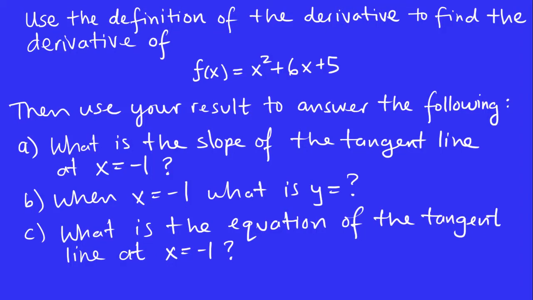Let's take a look at this question here. We have a function f of x equal to x squared plus 6x plus 5. And the first thing we need to do is to use the definition of the derivative to find the derivative of that function. Now, later in the course, you're going to learn how to find the derivative very fast. When I look at this function right away, I know the derivative is 2x plus 6. And those are techniques you're going to learn later.